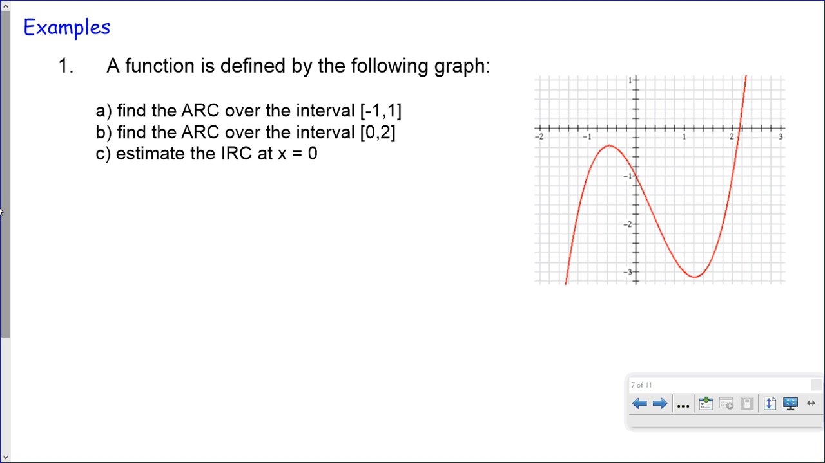You'll be given different things when you're asked to find a rate of change. Sometimes you'll be given a graph, sometimes a table of values, sometimes a function, an equation. If we're given a graph, let's find the average rate of change on the interval -1 to 1. So the average rate of change on the graph shown between the interval -1 to 1.